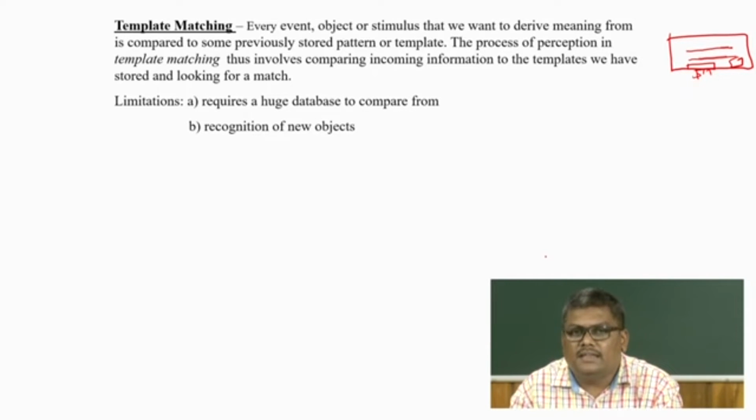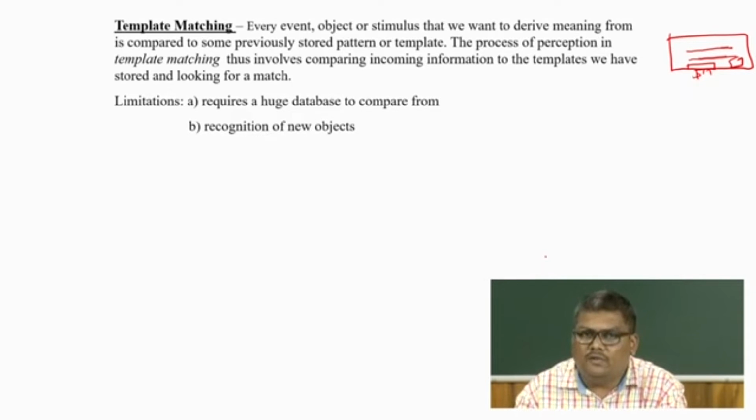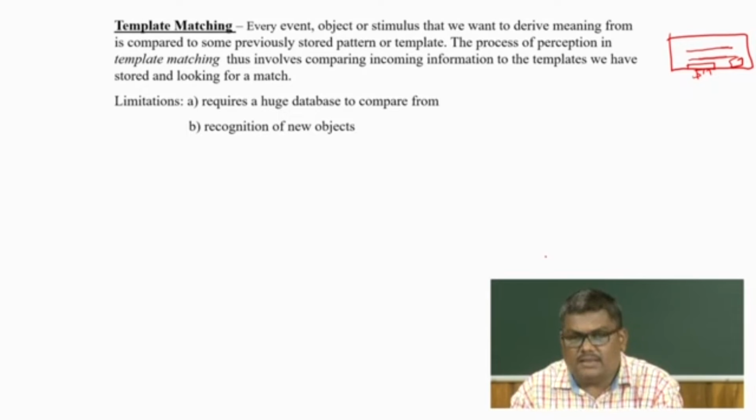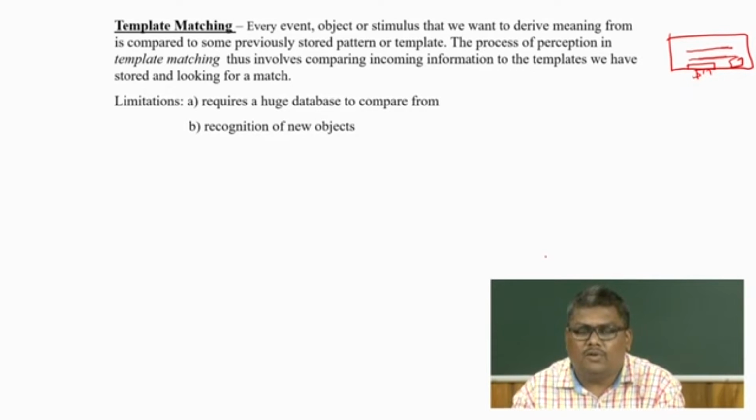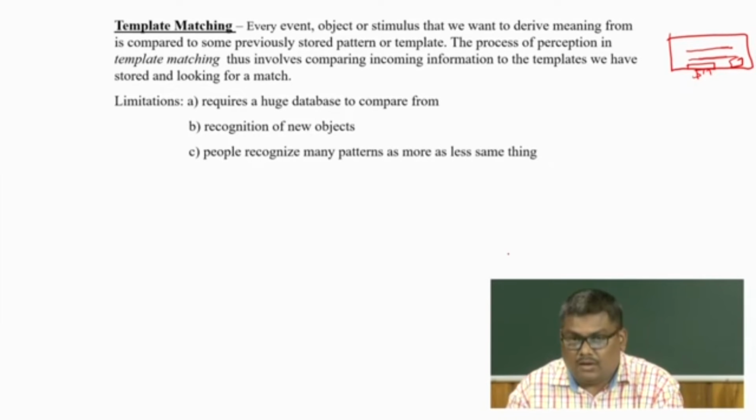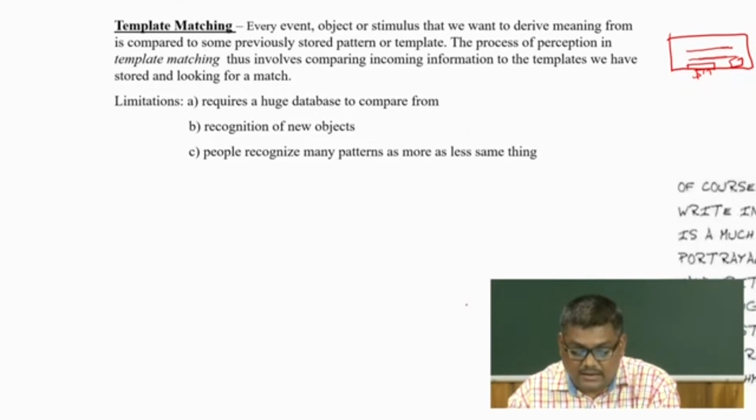So, it does not say what happens if a new model or a new form of object comes in which is a little bit different from the template. How do you account for that? Also, another interesting limitation of the template matching model is handwriting. A lot of people recognize a lot of symbols as meaning the same thing. So, how does the template matching model actually account for that?